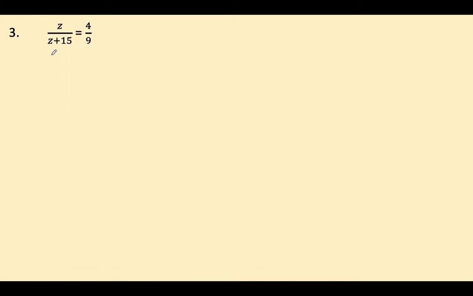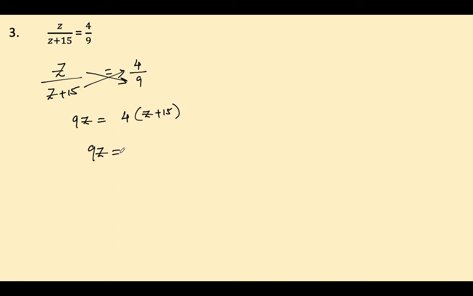z by (z plus 15) is equal to 4 by 9. Whenever we have these kinds of fractions, first let us write it as a simple equation, and to do that we are simply going to cross multiply. z into 9 is 9z. This is equal to 4 times (z plus 15). So 9z is equal to 4 into z is 4z plus 4 into 15 is 60.